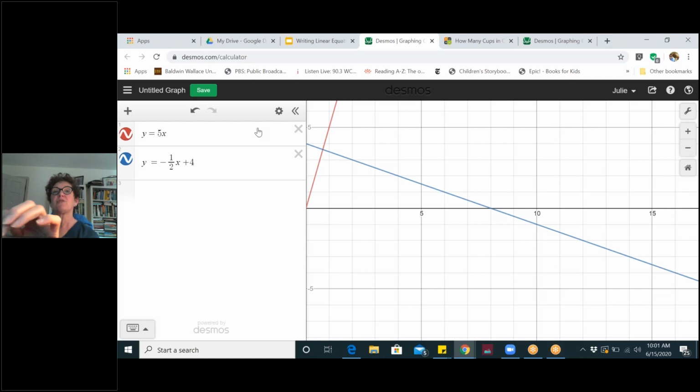If I substituted that into this equation right here, y equals 1/2 x plus 4, if I substituted that point into this equation, this is what I would get.